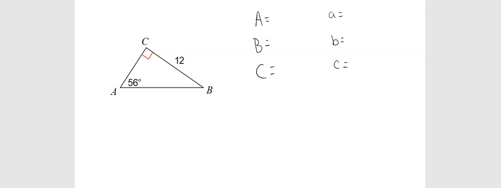So I already know some of these values. I know angle A is 56 degrees. Angle C is 90 degrees. And if I'm going to go off of my labeling here, little a, little b, little c, I actually know little a, it's 12.